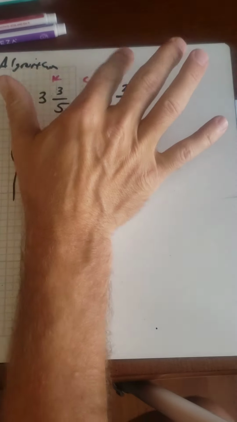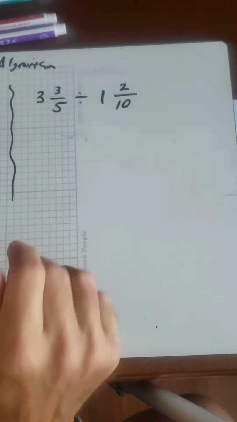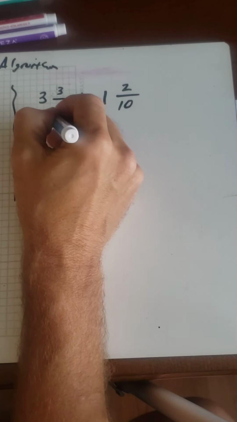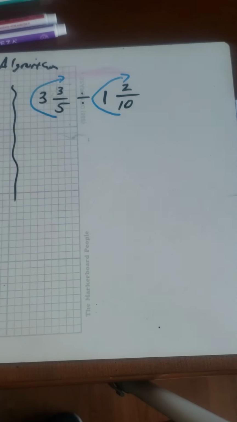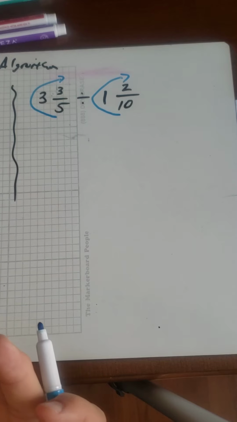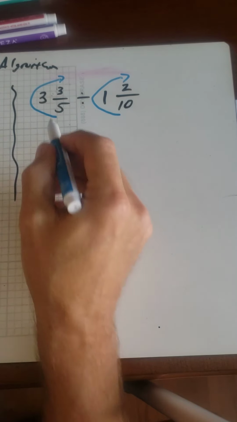Actually, don't listen to me. I don't know what I'm talking about. The very first thing I'm going to do on this problem is the backwards C, because in order to do keep, change, flip, I have to have a single fraction. I can't have a mixed number. So the only time I do the backwards C is for multiplication and division of fractions. I never do it for addition or subtraction.